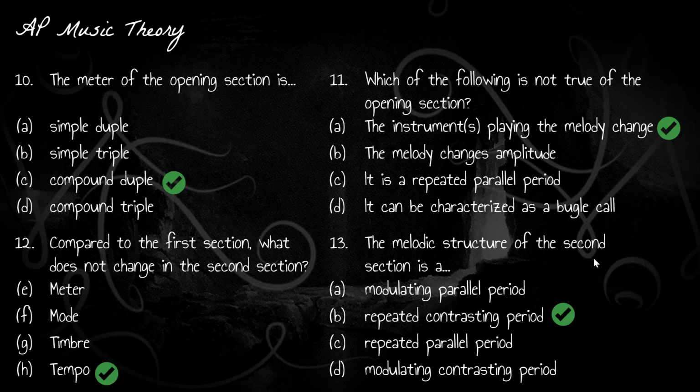Correct answer to 12 is D. The second section is the same tempo. However, the timbre changes to flute, the meter changes to simple duple, and the mode changes to minor. Correct answer for 13 is B. The second section is a repeated contrasting period.